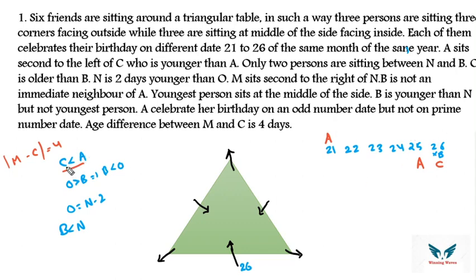Because C is less than A. So C is less than A. Then in between C and M the difference is 4 days, not years. So C, 1, 2, 3, 4. Here you can put M.